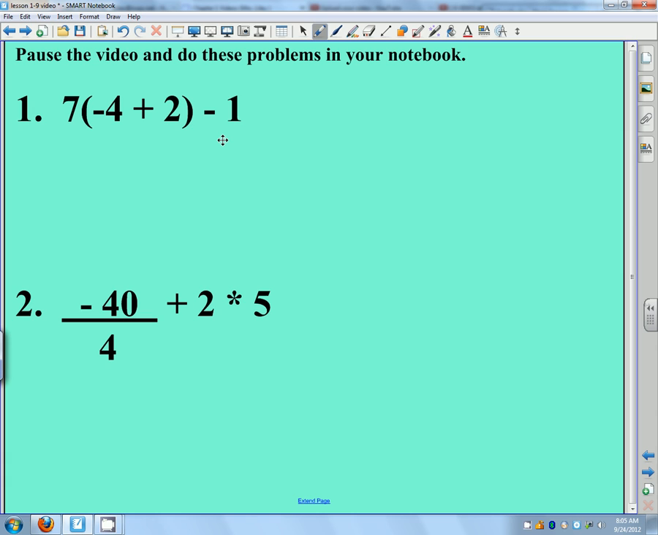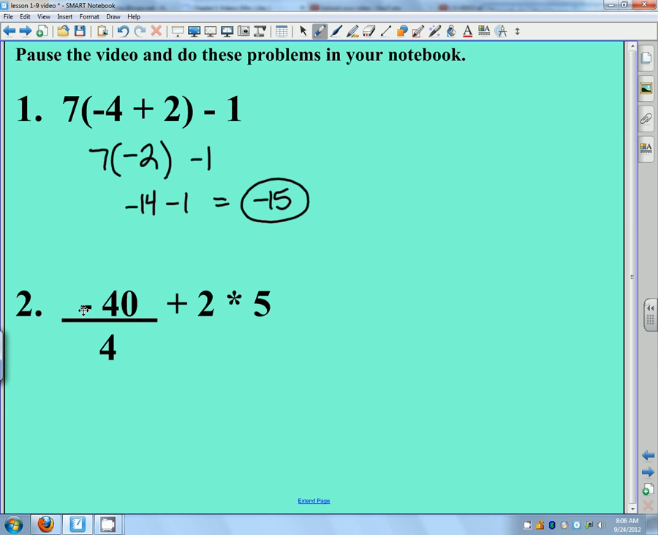So try these two problems in your notebook, pause the video, and then we will correct. All right, so I am going to look at this problem and see, oh, I have parentheses, so I have to do that first. Negative 4 plus 2 is negative 2. So if I keep my parentheses, I would have 7 times negative 2 minus 1. 7 times negative 2 is negative 14, minus 1 is negative 15. So that is the correct answer.